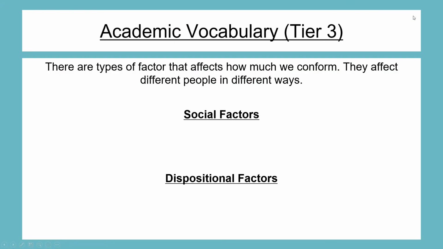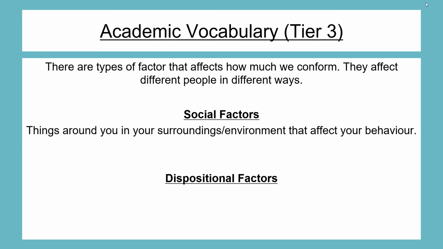Okay, the final thing you need to know for conformity are the social and dispositional factors that influence the chances. Here's a quick recap of what these two words mean. Social factors are things around us in our surroundings or environment that might affect our behaviour, and dispositional factors are things inside us that affect our behaviour.